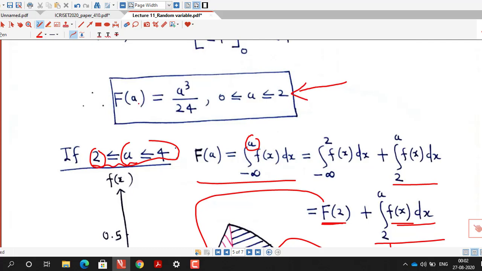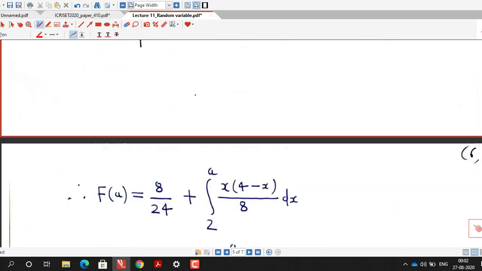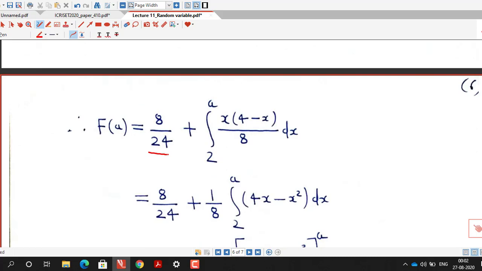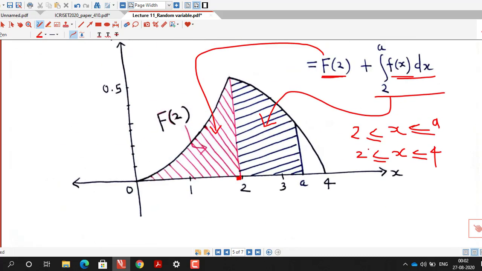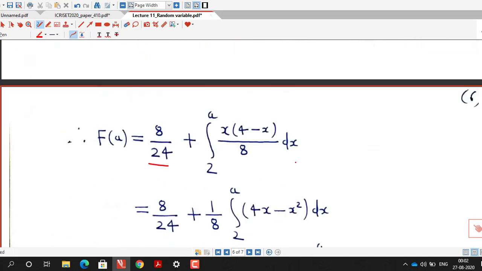We have obtained that F of a is a cube by 24 if a lies between 0 and 2. So we can find out F of 2 by taking a equal to 2 here. So that is going to be 8 by 24, and here we put the value of f(x): if x is between 2 and 4, f(x) is x into 4 minus x divided by 8.